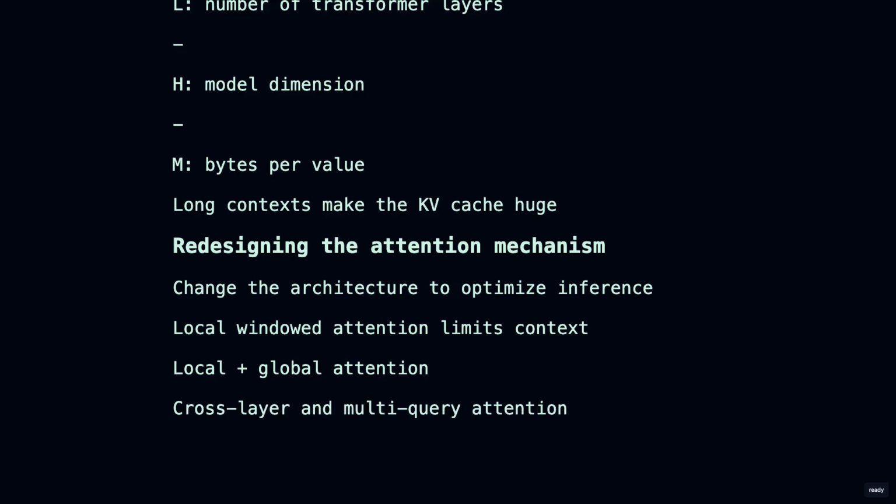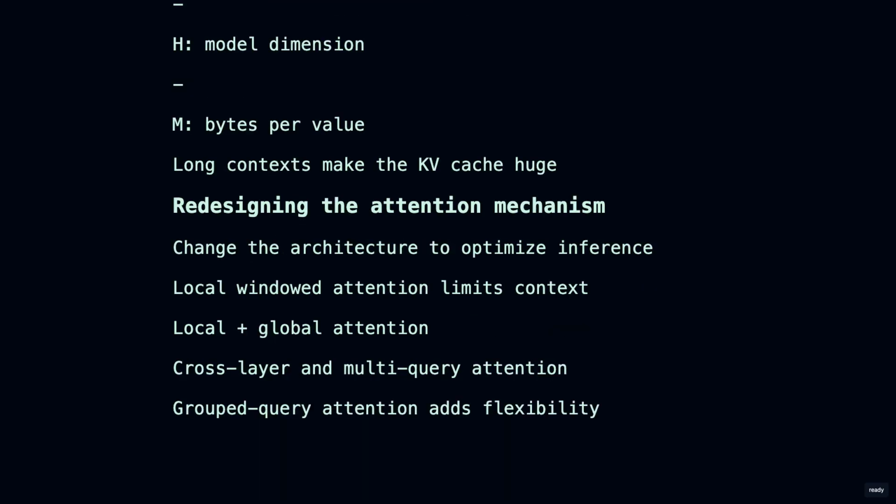These techniques reduce the number of key-value pairs stored. Cross-layer attention shares cache across layers, and multi-query attention shares key-value vectors across heads. Group query attention is a middle ground. Instead of sharing one cache across all heads, it shares within smaller groups, so you can balance quality and memory savings more flexibly.